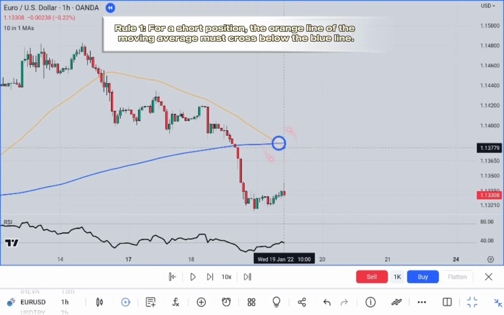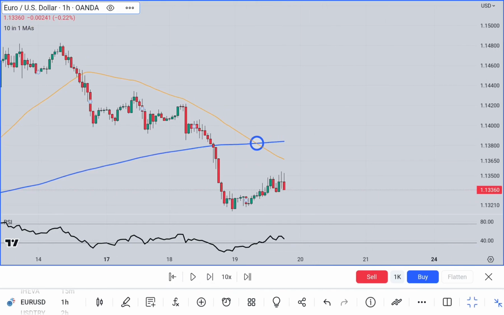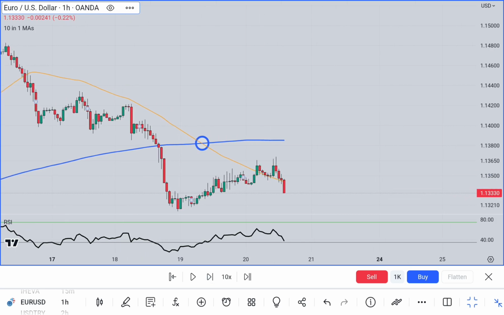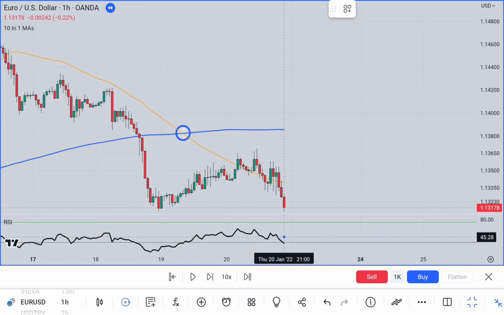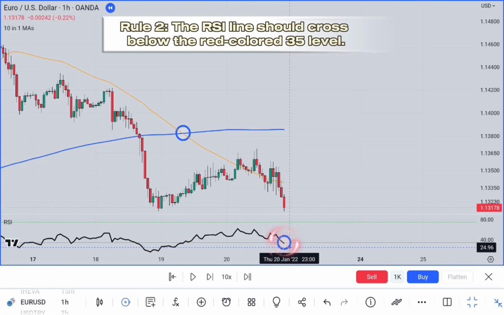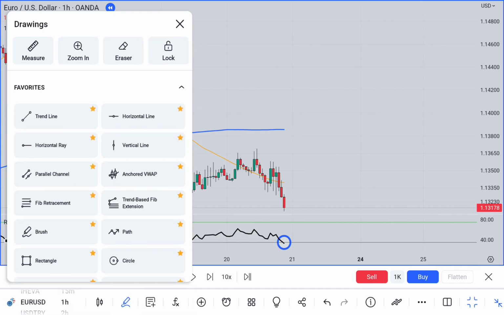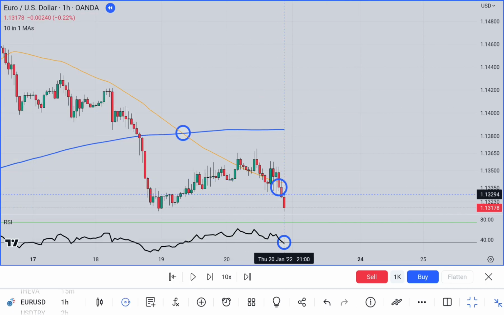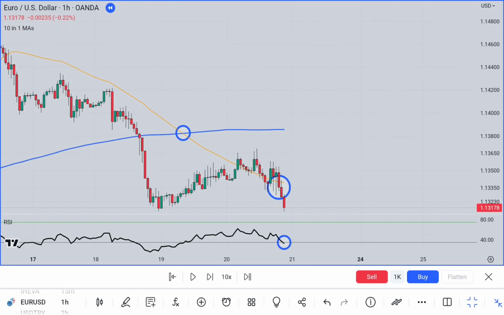Rule 1. For a short position, the orange line of the moving average must cross below the blue line. Rule 2. The RSI line should cross below the red-colored 35 level. Rule 3. A red-colored candlestick must close below the orange-colored moving average line.